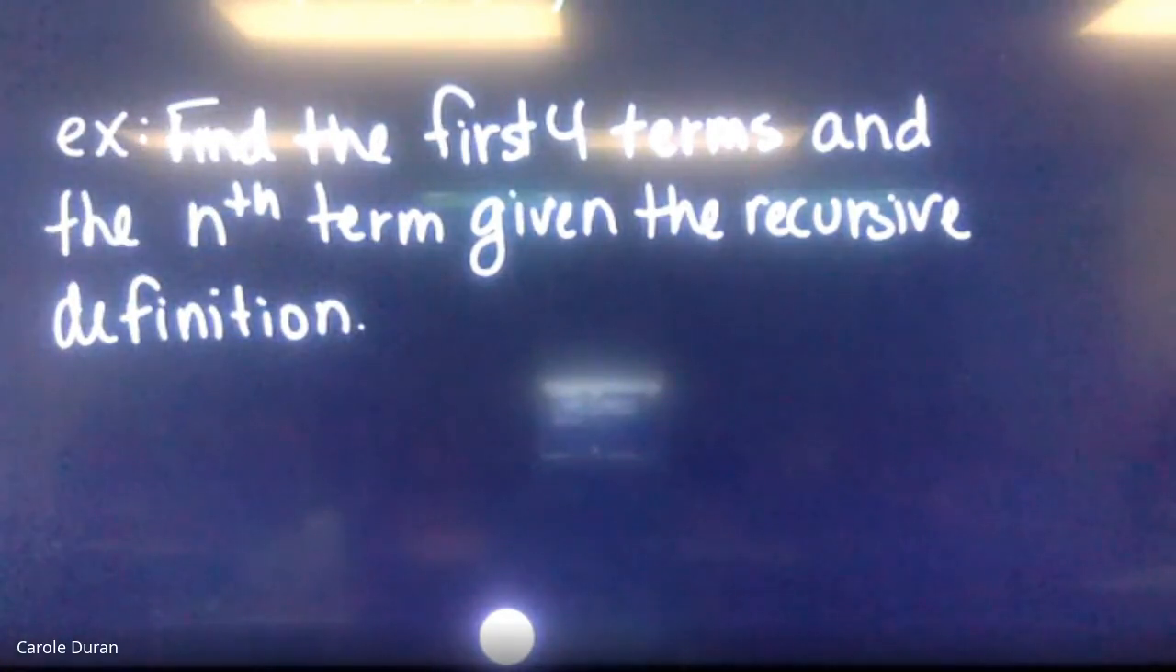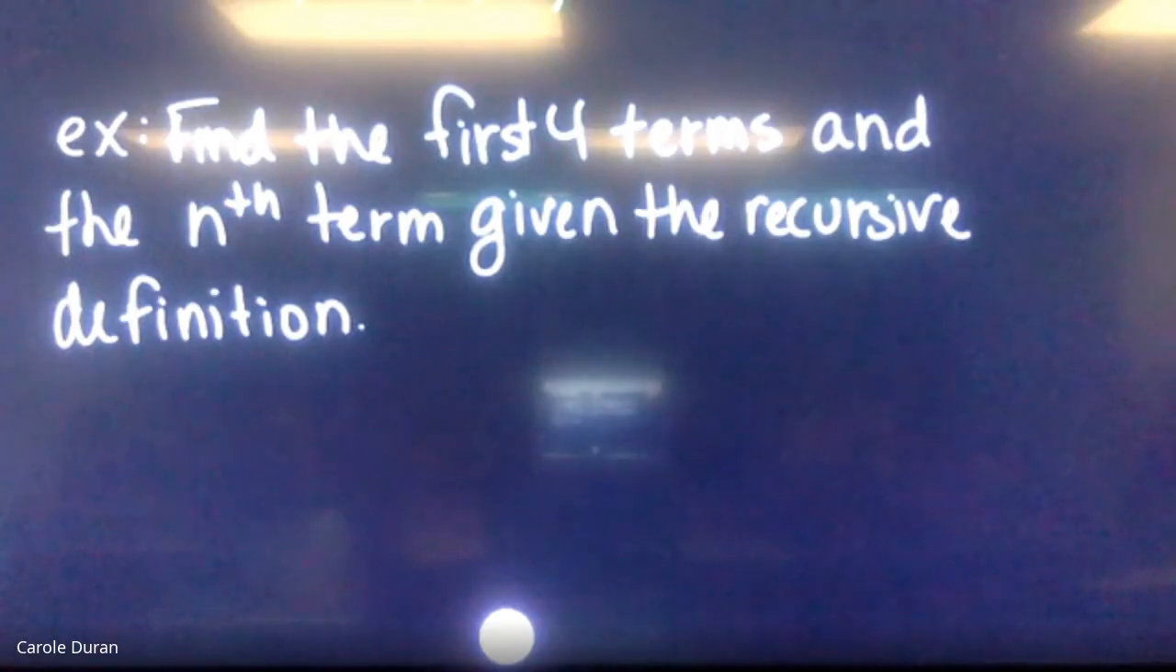If it ever asks us to find so many terms from a sequence, it either has to give us the recursive definition or the explicit definition. One of them has to be given to us, otherwise technically we're just guessing. We love guessing, but it's not how we do this. So we have to know one of those rules in order to find sequences or terms from our sequence.